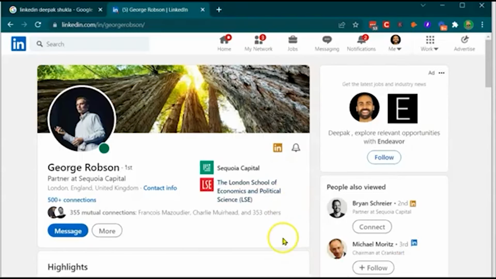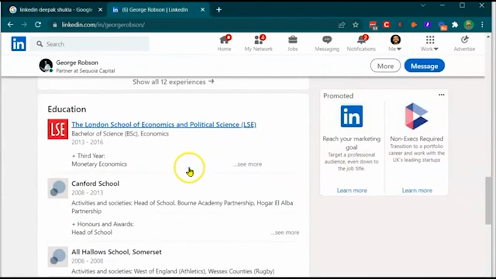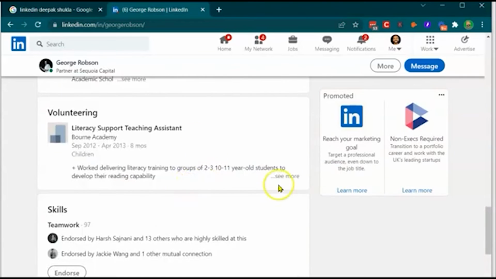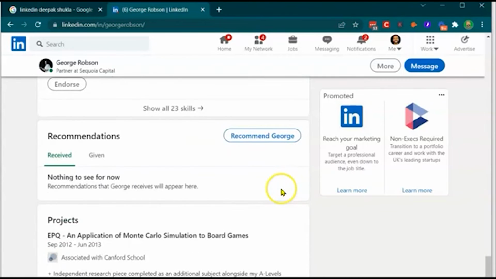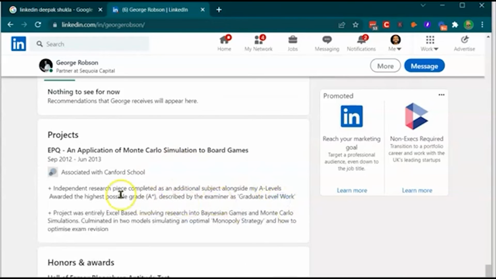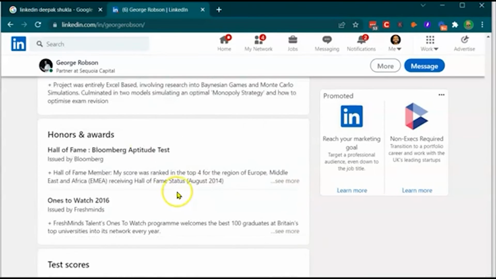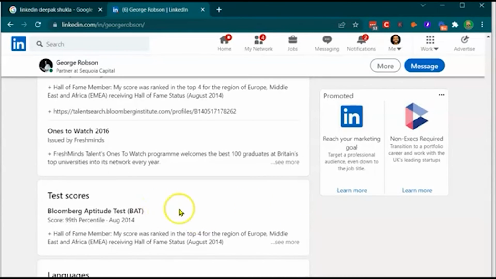So if we again go back to, for example, George's call, what personal information can we identify about him? He was at LSE. I've had family who've gone to LSE. He was a literary support teaching assistant at Bourne Academy. So teaching and support is something that is of interest to him. His interest in application of Monte Carlo simulation to board games, independent research piece alongside my A-levels, graduate level work. So George is relatively young. Bloomberg aptitude test in the region of Europe. He's a Bloomberg aptitude Hall of Famer, as you can see. He was one to watch at Fresh Minds.